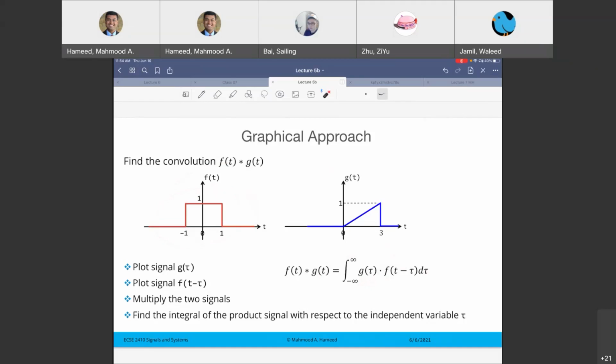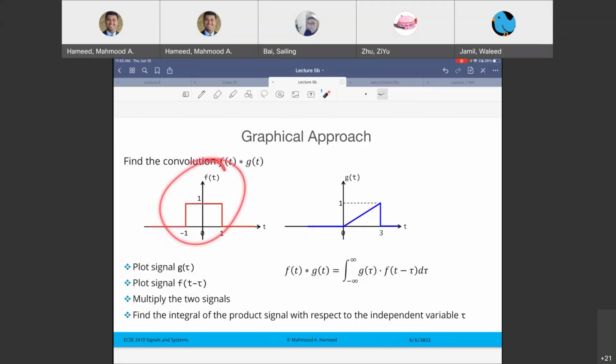All right, so what are we doing? Those are my steps. Plot g of tau, plot f of t minus tau, then multiply the two signals. After you multiply the two signals, you integrate over the time they overlapped on. You guys good? All right.